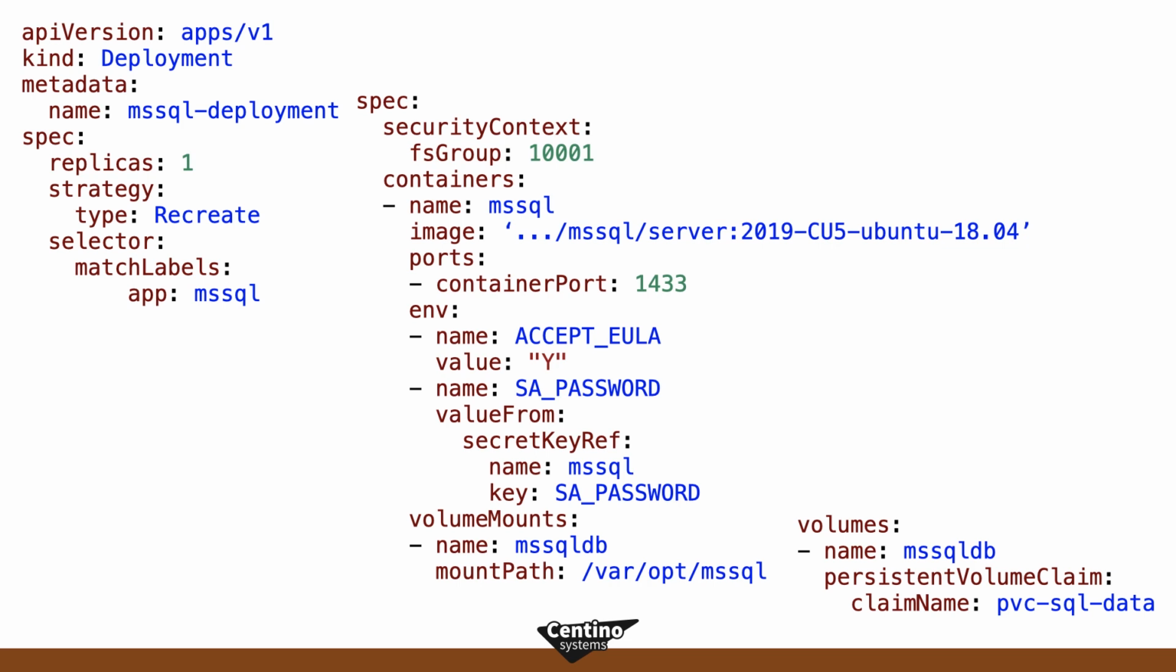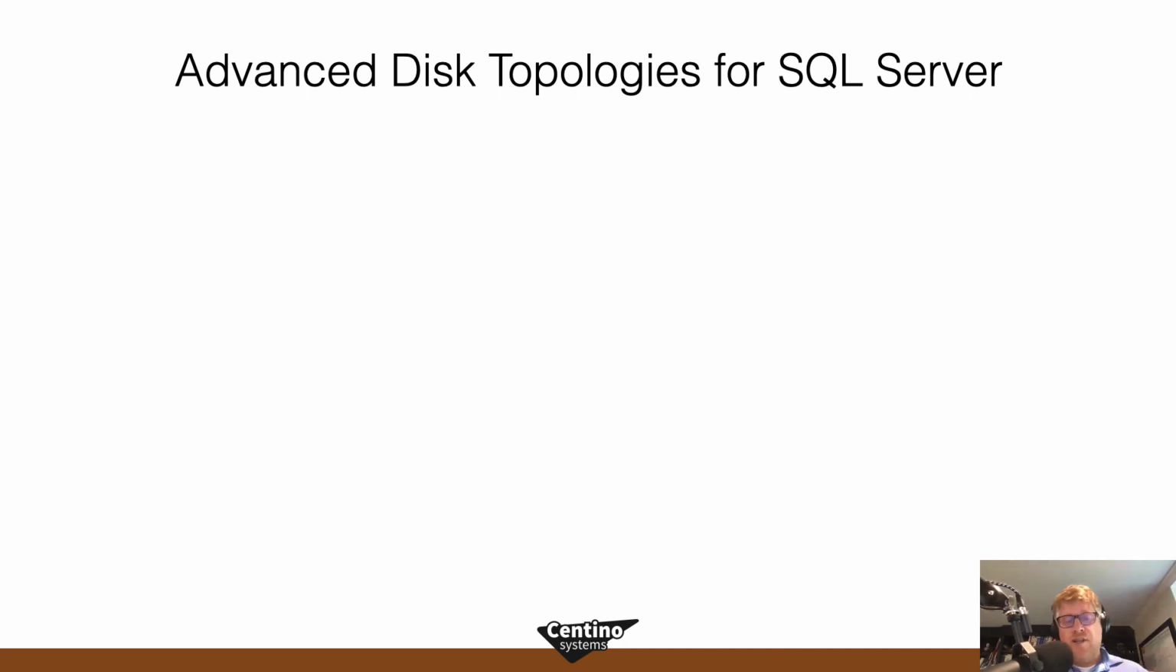So now when SQL Server starts up, it goes through all those processes that I described a second ago. Basically, the first deployment, it drops down a master database, reads these environment variables, and writes that all out to that actual persistent storage. So now that we know how SQL Server is deployed, let's look at the next level. We're going to look at advanced disk topologies for SQL Server.